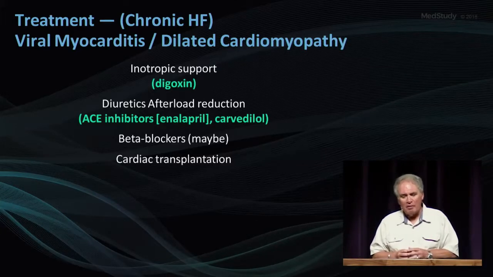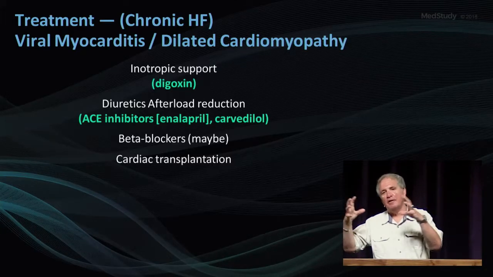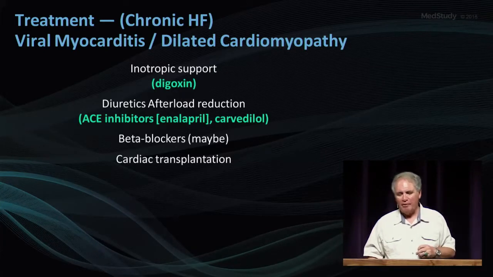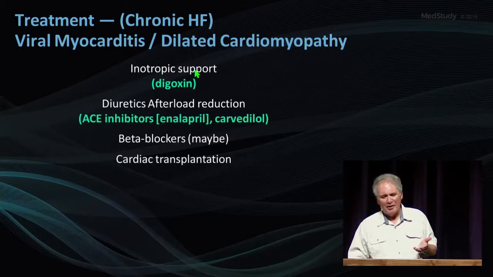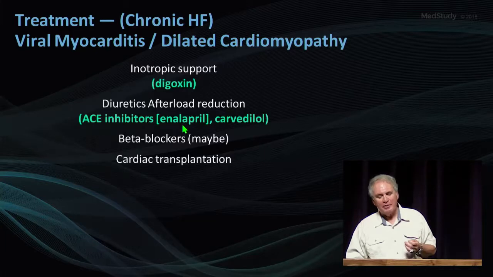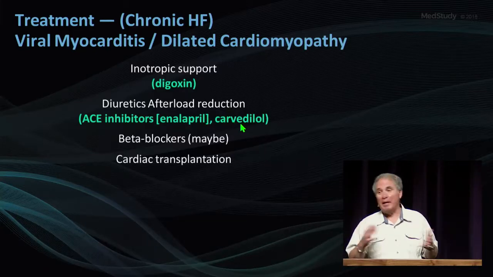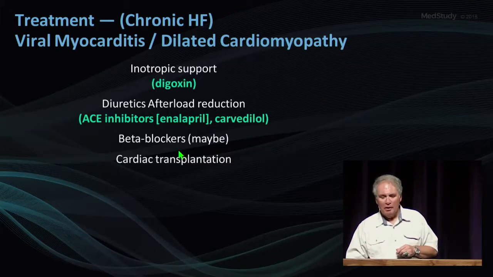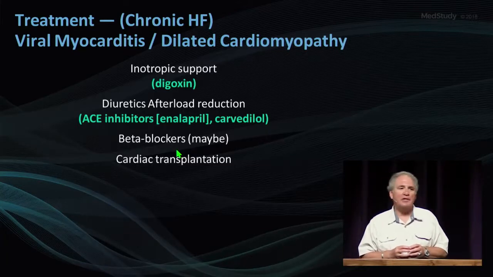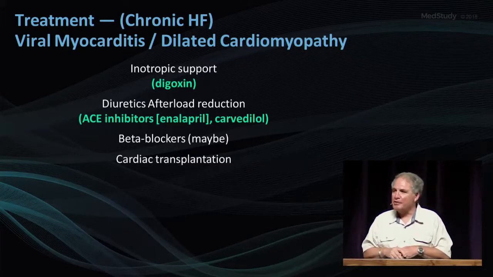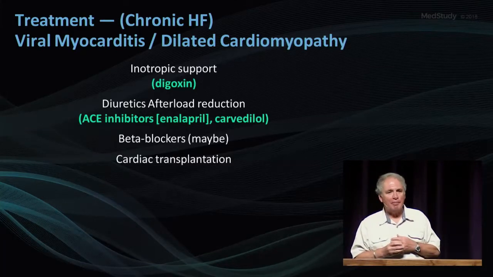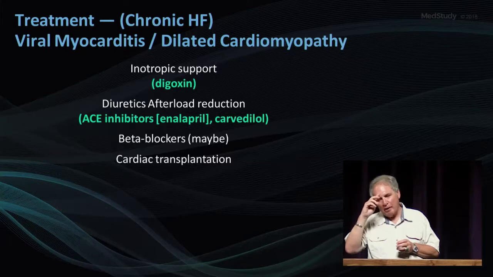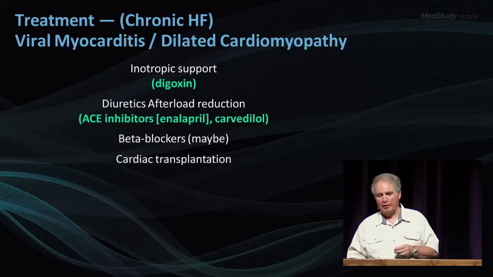Chronic heart failure: viral myocarditis, and even those other entities that I mentioned that we'll talk about in a second that present with a dilated heart, how do we treat them chronically? Inotropic support, maybe digoxin, maybe. Diuretics, afterload reduction, ACE inhibitors, enalapril, carvedilol, which is an alpha and beta blocker, really helps to put the heart at rest a little bit and open up the peripheral vasculature. Beta blockers are used at times because they block the harmful effects of elevated sympathetic activity on the heart. And of course, somebody who is just not stable, not progressing well, not doing well on medical therapy with chronic heart failure, cardiac transplantation is an option.